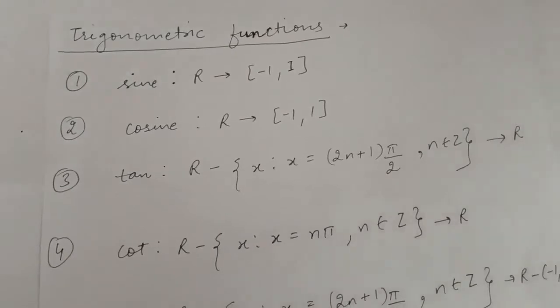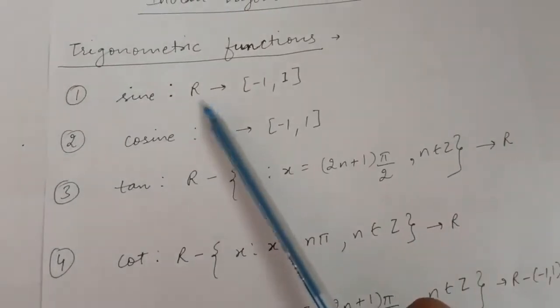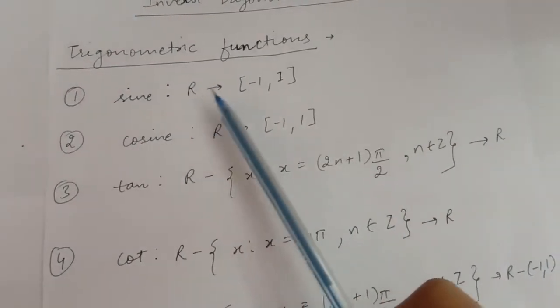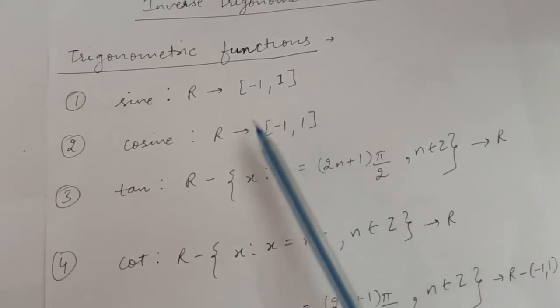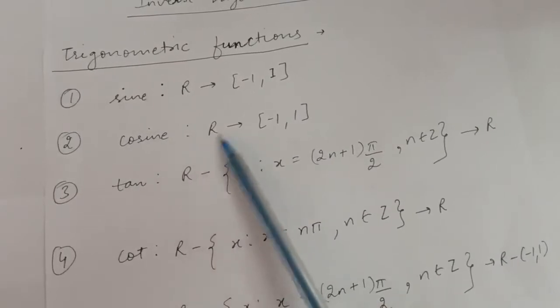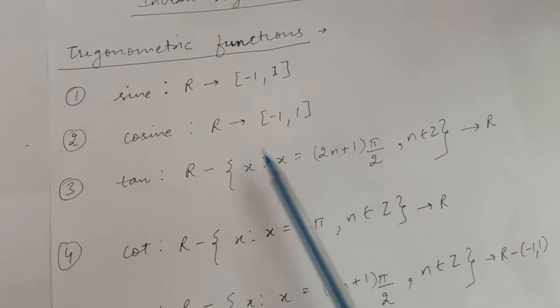So the first trigonometric function is sine. The domain of the function sine is R, that is the complete set of reals, and the range of the sine function is from -1 to 1. Similarly, for the cosine function, its domain is R and the range is from -1 to 1.